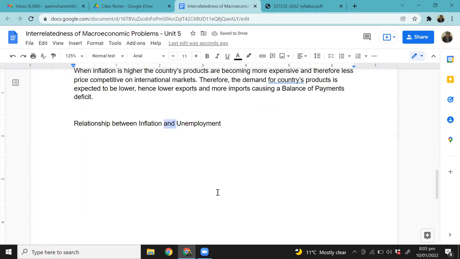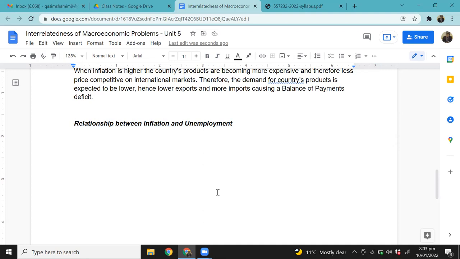Okay, now the idea is inflation is the rise in the general price level, which shows how fast the country's products' prices are increasing, and unemployment is how many people are out of work, right? What number of people in a country are eligible to work, are actively looking for work, but can't find a job. That's what unemployment is.